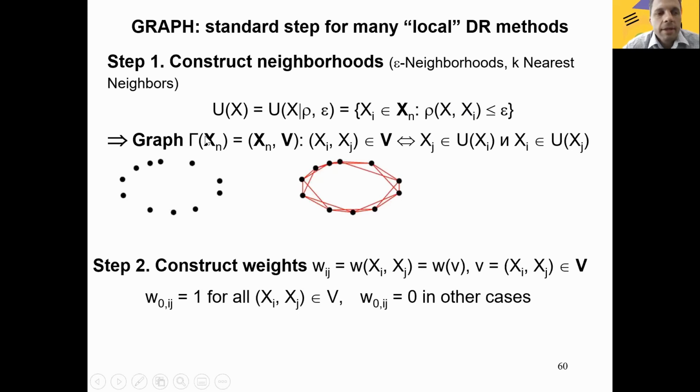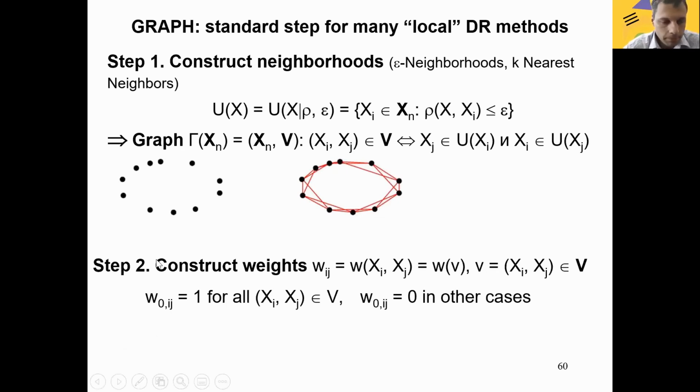Then we construct a graph of how the points are related to each other. For example, these are our set of points, and we connect two points by an edge if this point is in the local neighborhood of the other point, and vice versa. So point xi should be in the local neighborhood of the point xj, and the point xj should be in the local neighborhood of the point xi.